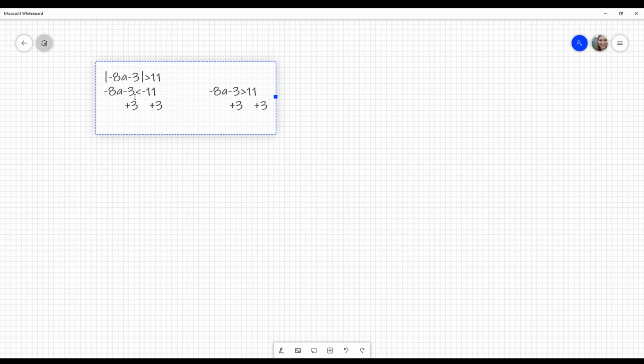Okay, so now that I've done that, I end up with negative 8a is less than negative 8, and negative 8a is greater than 14. Okay, so next step, I have negative 8 times a, so to undo that, I have to divide. And one really important thing to note here is that I'm dividing by a negative. Whenever I divide an inequality by a negative, something happens to the sign. When I divide by a negative, my inequality sign flips.